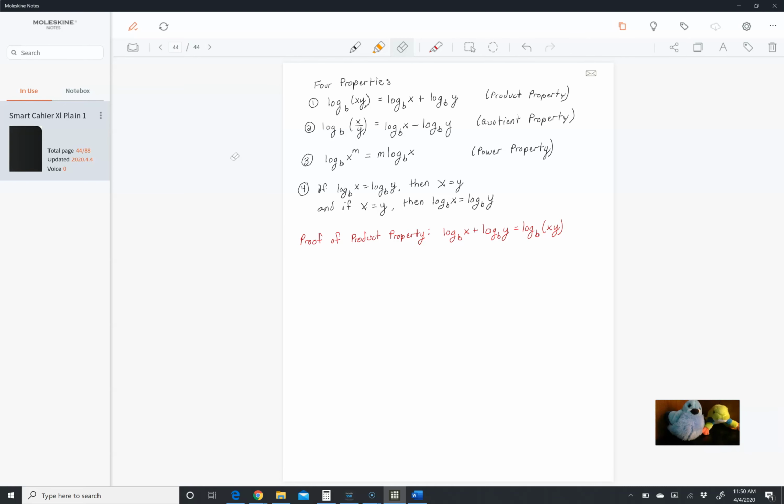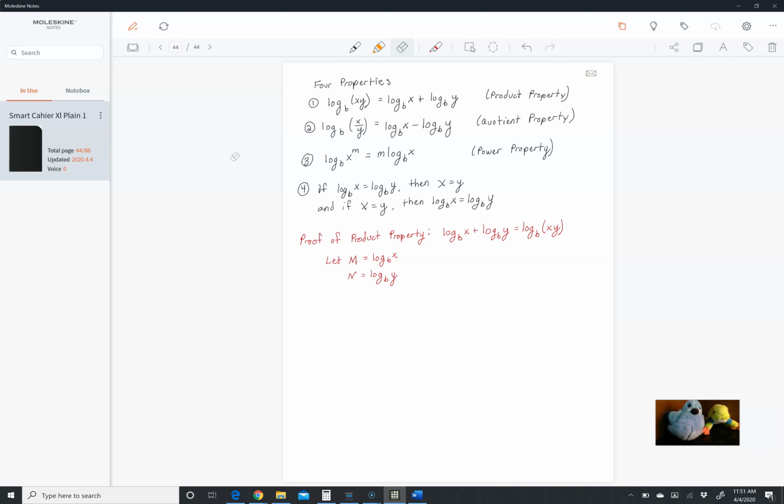So the way that we're going to start this is we're going to set log base b of x and log base b of y to a variable, okay? We can always set something to a variable. As long as we're not breaking any rules, we can do whatever we want. So we're going to say let m equal log base b of x and let n equal log base b of y.